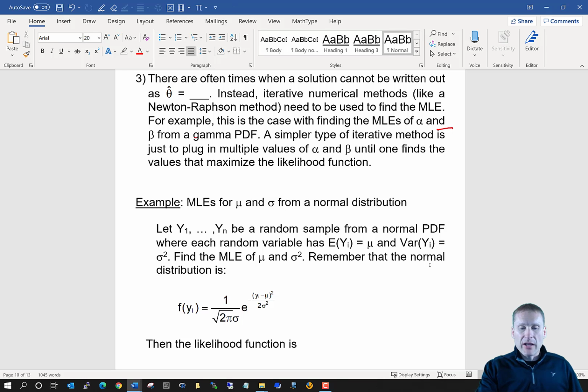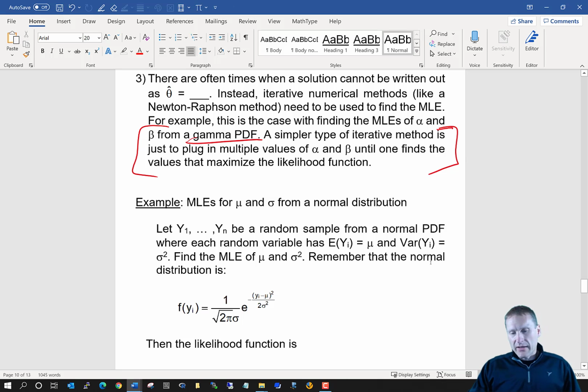And this is a case, for example, like if you were to use the gamma PDF. Now, a simple way to do it when you don't have too many parameters is just to do what's called a grid search, where in the case of a gamma distribution, you have a whole bunch of different values of alpha, you have a whole bunch of different values of beta, plug them into your log likelihood function, and then look at which values of alpha and beta end up actually maximizing the corresponding log likelihood function.